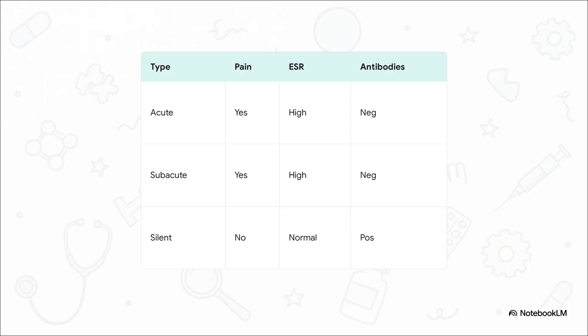Because it's destructive inflammation, the ESR is sky high, but thyroid antibodies are negative. Now contrast that with silent or postpartum thyroiditis. That one is painless. The ESR is totally normal, but the TPO antibodies are highly positive. Both of these will actually show a low radioactive iodine uptake simply because the gland is damaged and shut down, not hyperactive like we saw in Graves.